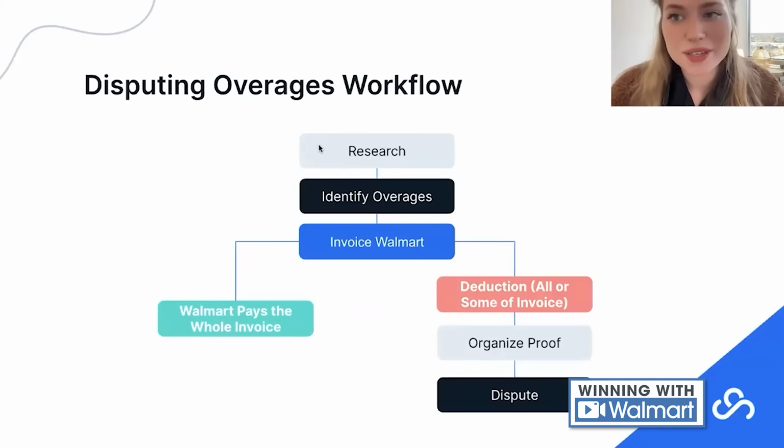So first step is finding out you have an overage, researching that, identifying what you have, and then invoicing Walmart. Hopefully Walmart pays the entire invoice. But if they don't, if they submit a deduction for all or some of the invoice, you then will have to start that research process again of organizing your proof documentation. Usually this is going to be a BOL or a POD, and then disputing that deduction. So again, it might be double the work for a single overage, but this is how you can get your money back.